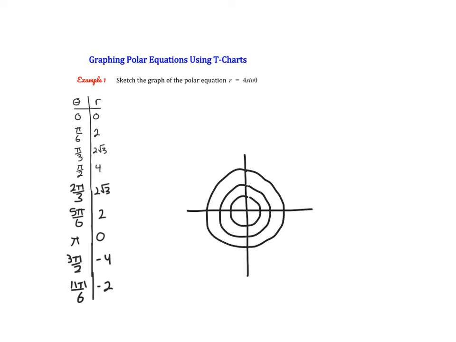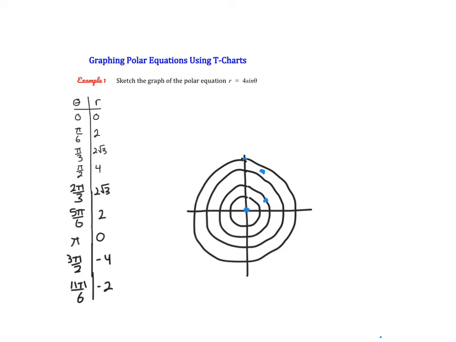Now, in terms of the angles, we're just going to estimate the best we can. We know that pi over 6 would be somewhere around here, pi over 4 is here, pi over 3 is here, and so on and so forth. So let's start plotting. We have 0, 0. Then we have pi over 6, 2, so let's call it right here. Then we have pi over 3, 2 root 3, and 2 root 3 is somewhere between 3 and 4, so let's say right around here. And then we have pi over 2, 4. And then plot those last couple points. And then we can see that we're back at pi, 0.